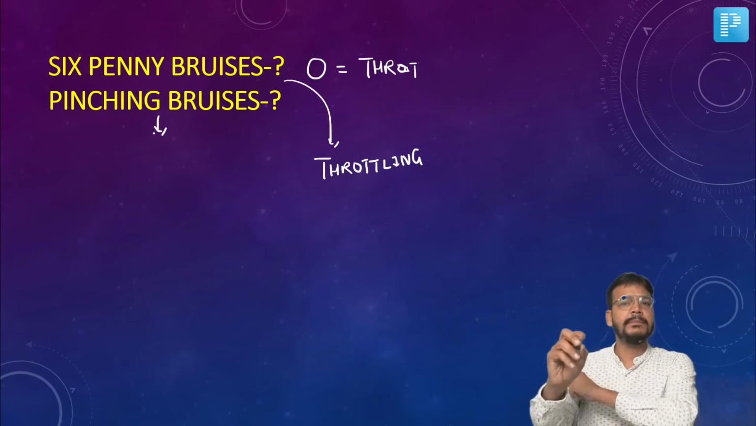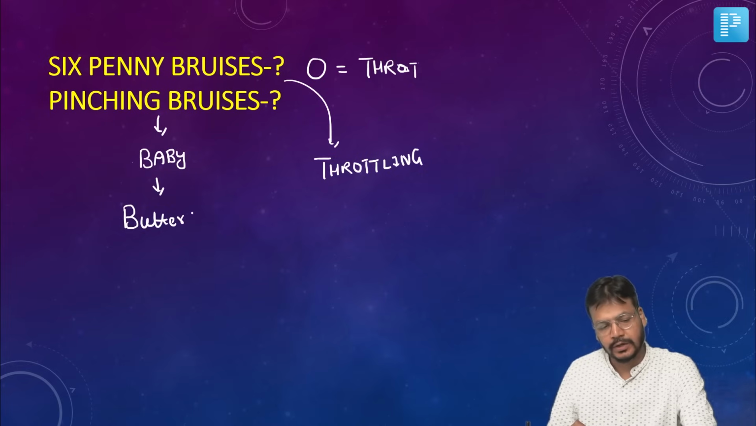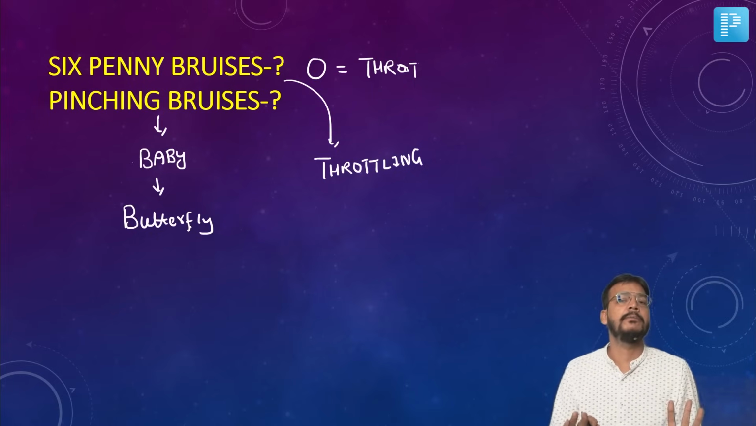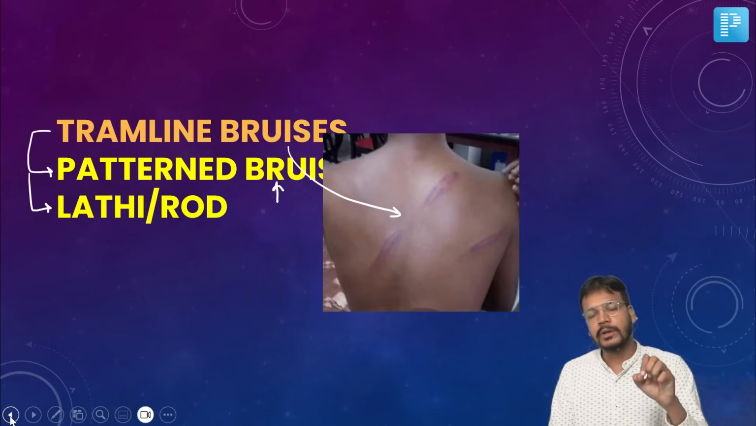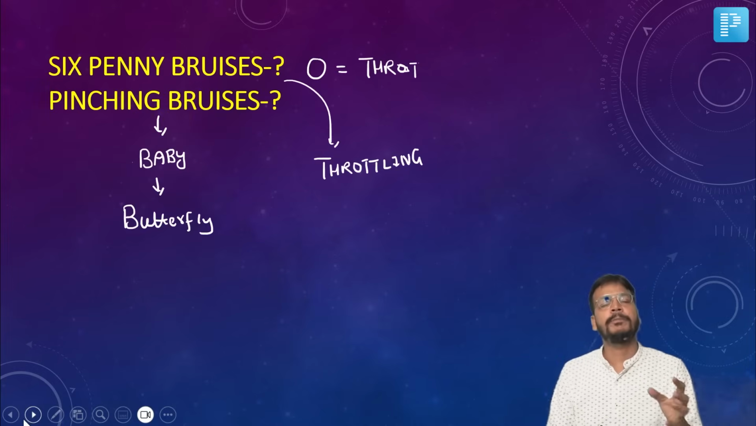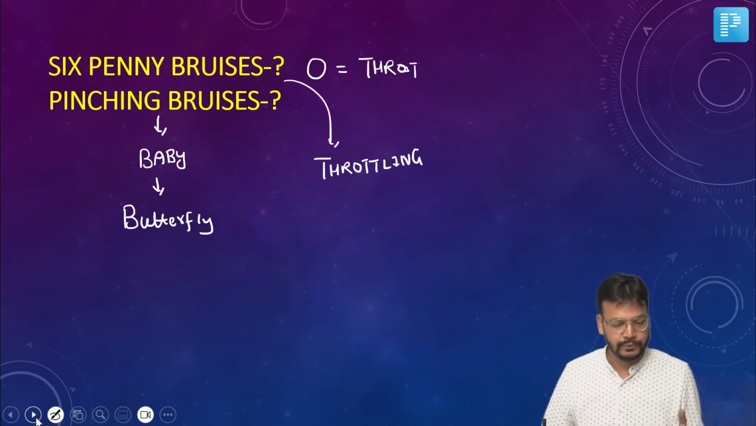If you are pinching the baby, the pinching bruise over the baby is known as butterfly bruise. All are pattern bruises. What I told you, this was also pattern. Tramline, which is by lathi or rod, this is also pattern. Six penny bruise in throttling, and pinching the baby will produce butterfly bruise.